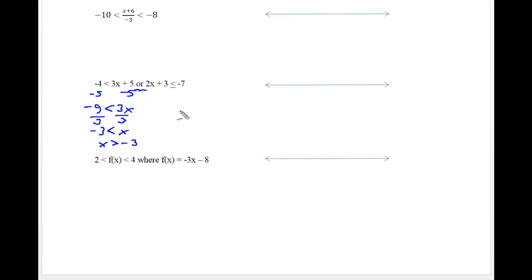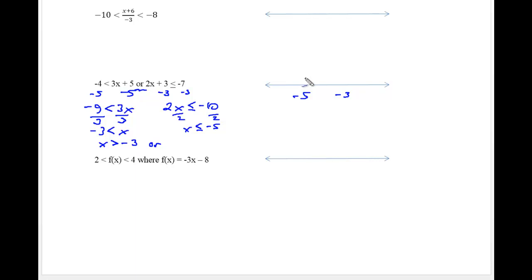So now we have x is greater than negative 3, or here we have 2x plus 3 is less than or equal to 7. We're going to subtract 3 from both sides. And so 2x is less than or equal to negative 10. We will then divide both sides by 2, so x is going to be less than or equal to negative 5. And then we're going to take a look at these on the number line. Negative 5 is to the left of negative 3. This is going to be less than or equal to the negative 5.